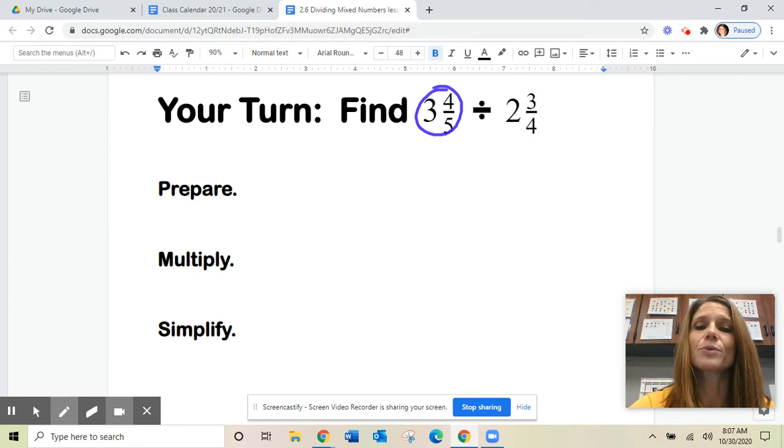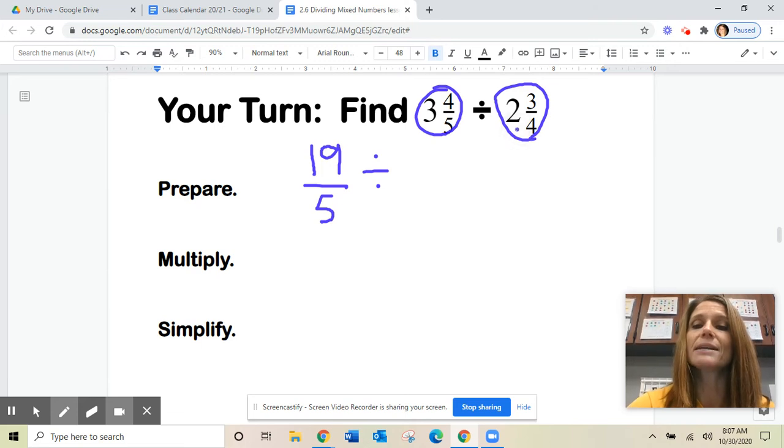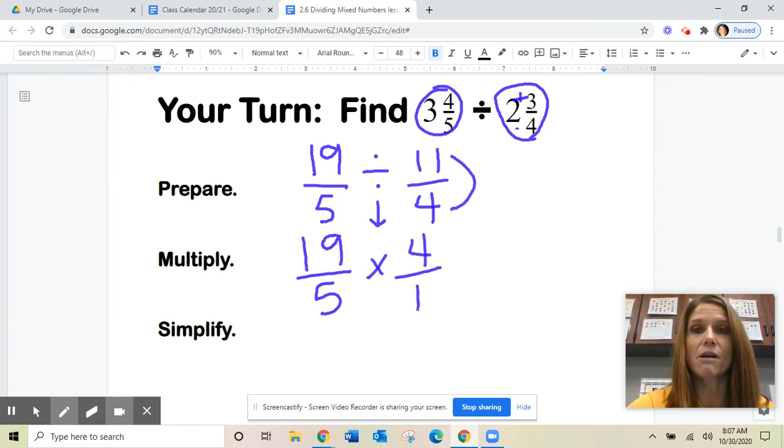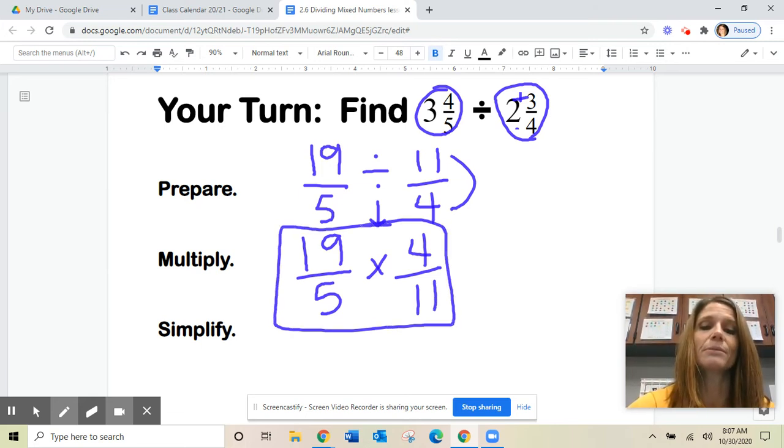This first mixed value would have been 5 times 3 is 15 plus 4 is 19/5. We're going to divide that by the improper version of this mixed. 4 times 2 is 8 plus 3 is 11/4. And now we're going to keep this one, change the divide to multiply instead, and flip over and use a reciprocal of the second fraction. Check to see that you've prepared your problem like this.